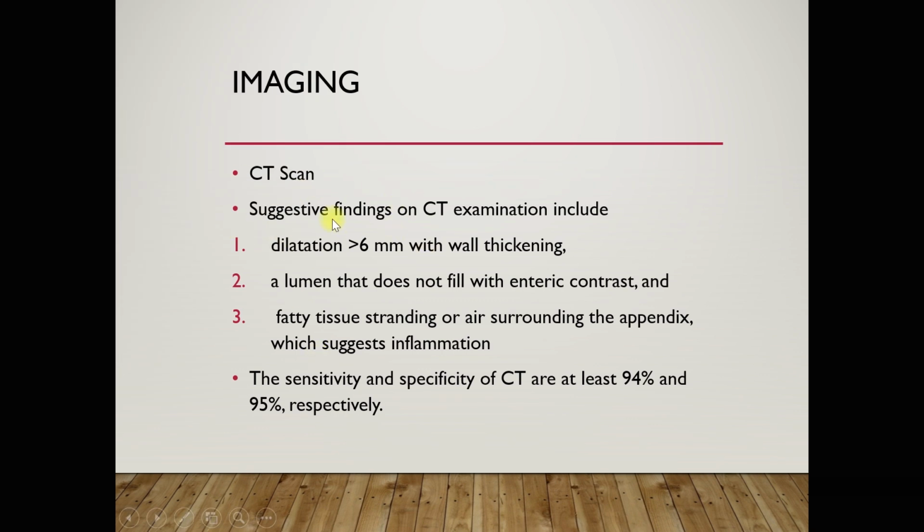CT scan findings suggestive of appendicitis include a dilation above 6 millimeters with wall thickening, and a lumen that does not fill with intraluminal contrast. We have said that appendicitis results from an obstruction. As the obstruction progresses, it completely blocks passage of contrast distal to the obstruction. So the contrast does not fill the lumen. This is a CT finding of acute appendicitis.